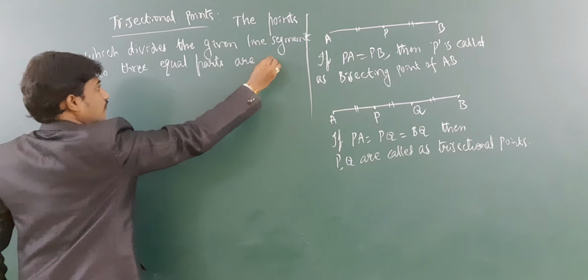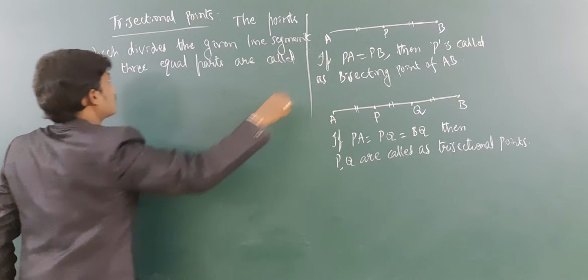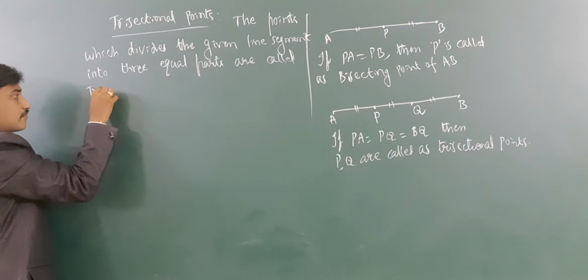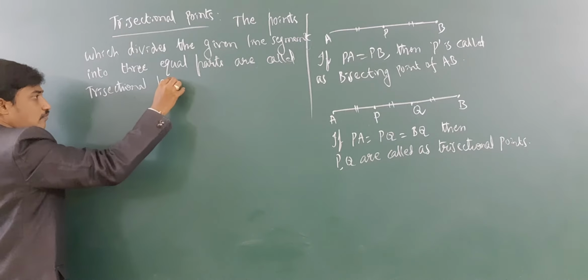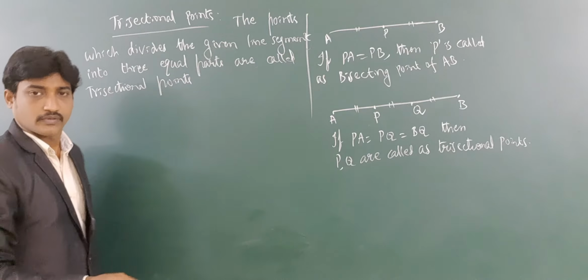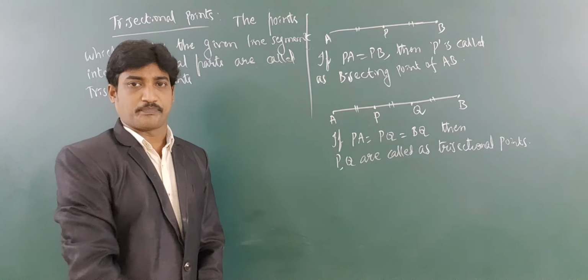Are called trisectional points. What is the trisectional ratio?